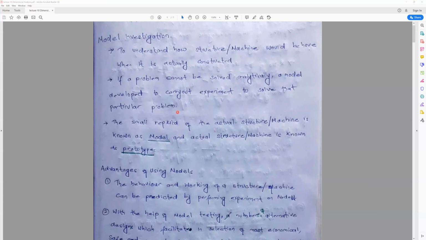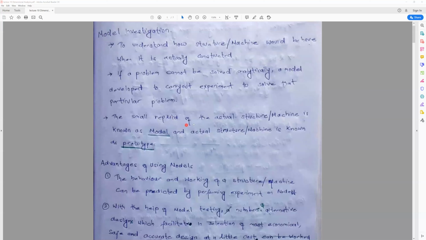Now let's define model. What is a model? A small replica of an actual structure or a machine is known as a model, and the actual machine or the structure is known as the prototype. Well, I have defined the model very loosely here. Like I said, you walk into a store, you spot a small scale aeroplane, let's say. Would it be a model?